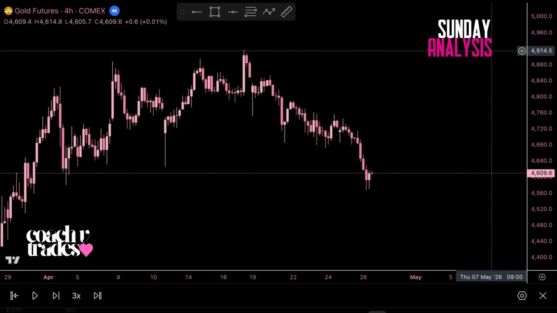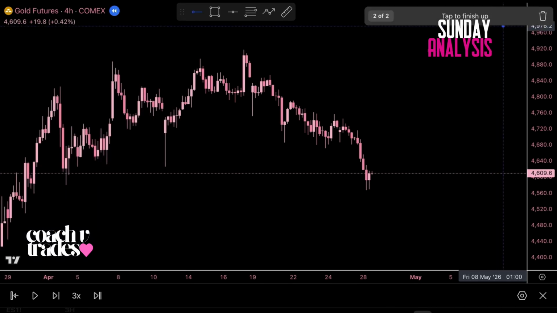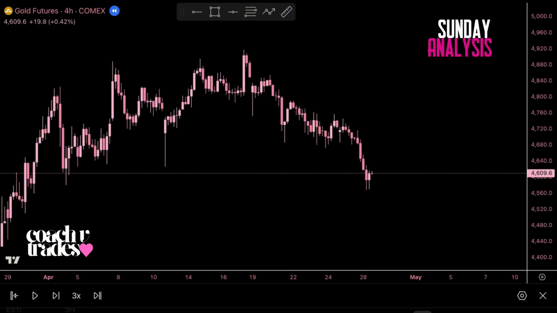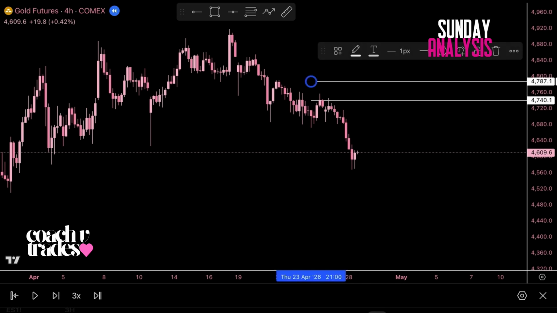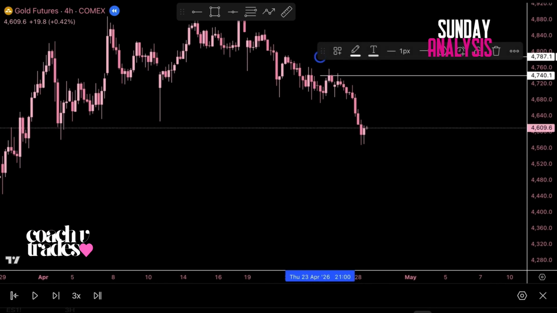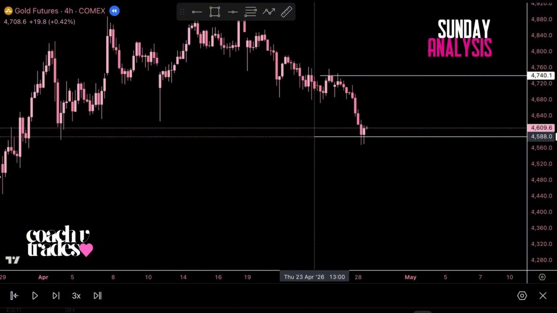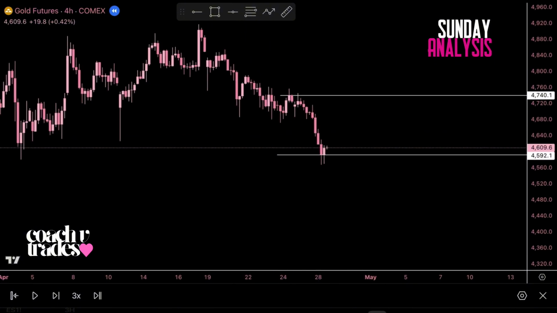First things first, we are on a 4-hour. I'm going to go ahead and draw my lines at the 4-hour high right here, and then at the bottom of this 4-hour low right here. Okay, so we're marking the range on our 4-hour.